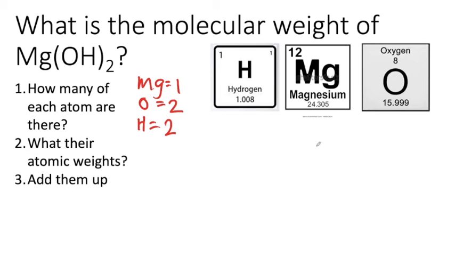What are their atomic weights? Well, they're right here, 1.008 for hydrogen, 24.3 for magnesium, and then 15.9 for oxygen. So let's look at this. So magnesium, there's only one of them, so there's 24.3. Now there's 2 oxygens. So what I'm wondering here is what is roughly 16 times 2? Because this is almost 16. What is 16 times 2 since there's 2 oxygens? And the answer here is that's going to be about 32.